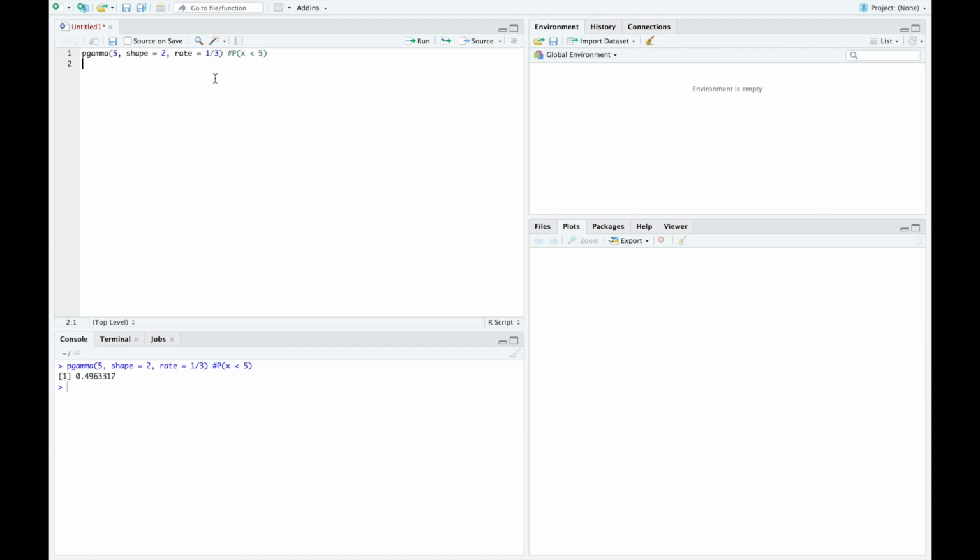If I run this, I get the probability that my second occurrence occurs in the first 5 time units is 0.4963.